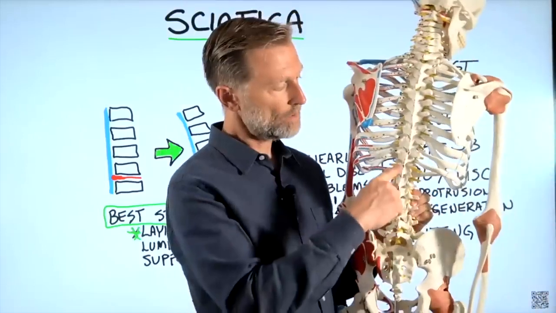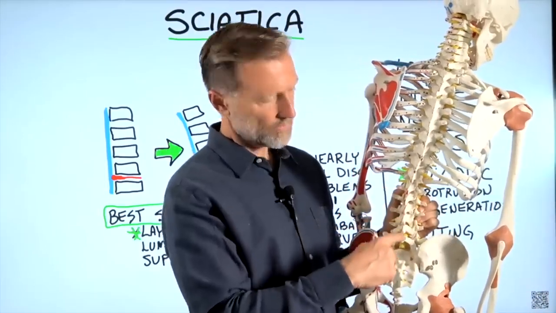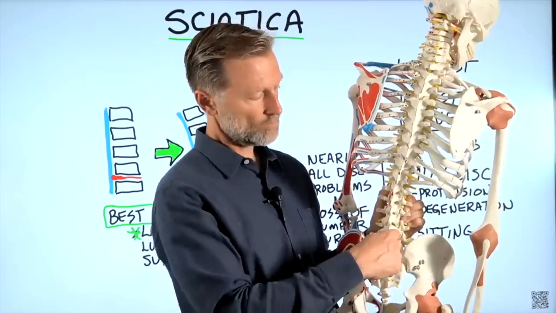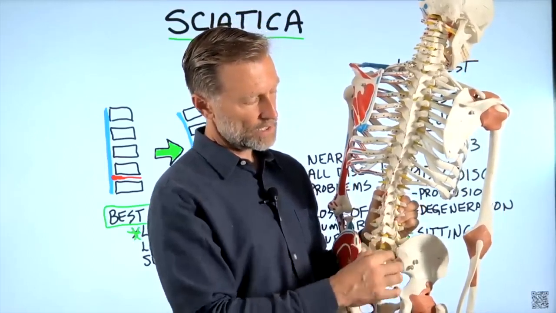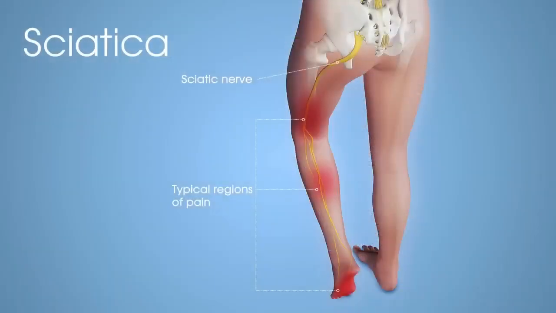Here you have 5 lumbar vertebrae, right? 1, 2, 3, 4, 5, okay? So the sciatic nerve starts at L4, okay, this nerve right through in here, and includes L5 and then some nerves from this lower part called the sacrum. So all these nerves form the sciatic nerve that goes right down to the back of the leg.